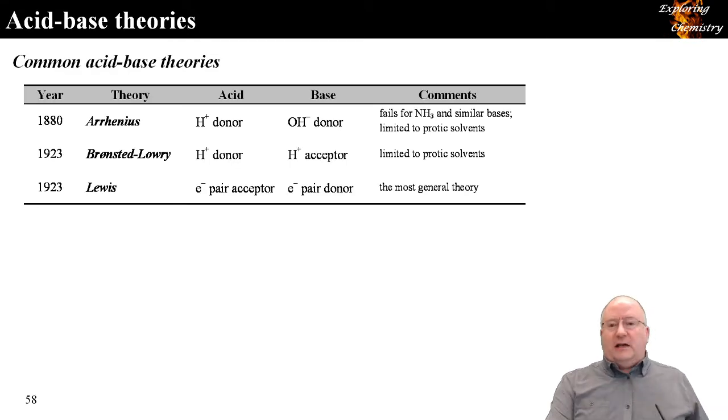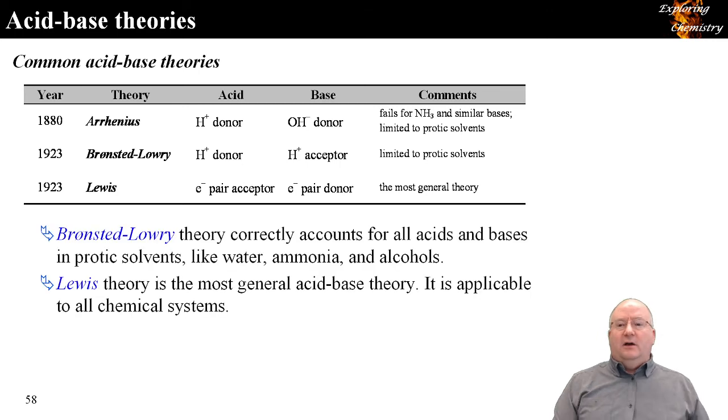I'm not going to spend a lot of time looking at the historical acid-base theories. I'm trusting that you have them. Arrhenius is old and outdated, but it said an acid was an H plus donor and a base was an OH minus donor. And that ultimately fails for any nitrogen-based base. So any nitrogen compound is not going to be correctly described by the Arrhenius theory.